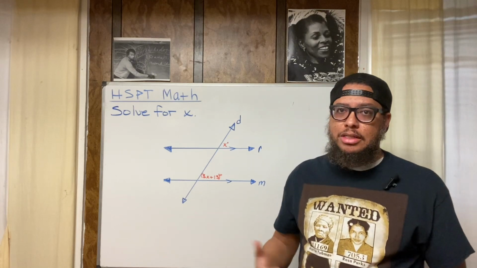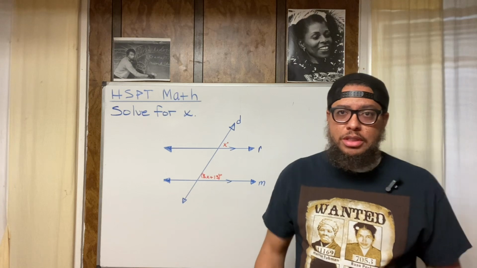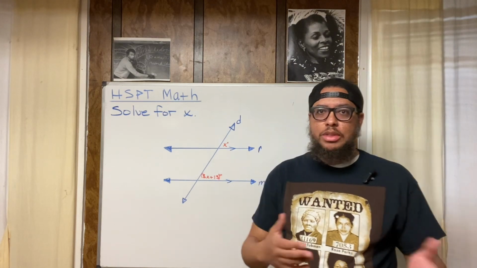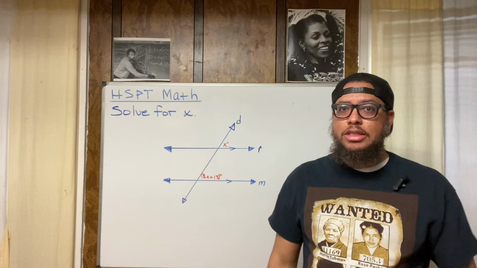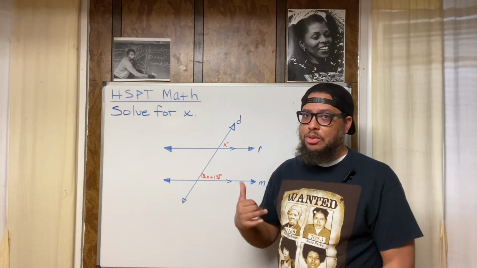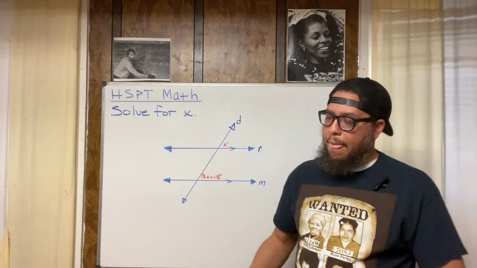Again, math is a language. Geometry is a language. You got to know the language. You also have to know the synonyms. You got to know when something is the same thing as something else, or something that we used to call it back in the day. They call it something different today. So back in the day, it was same side interior angles. Today, consecutive interior angles.